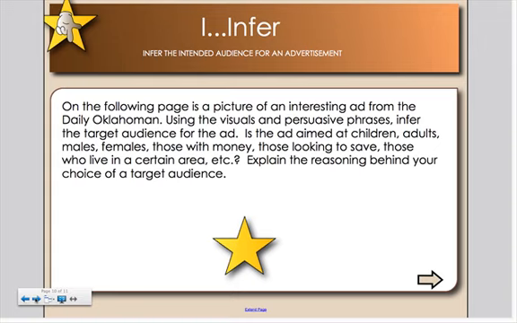Okay, now let's look at an advertisement and make inferences. On the following page is an interesting ad from the Daily Oklahoman. Using the visuals and persuasive phrases, infer the target audience for the ad. Is the ad aimed at children, adults, males, females, those with money, those looking to save, those who live in a certain area, etc.? Talk about it all. Explain the reasoning behind your choice.